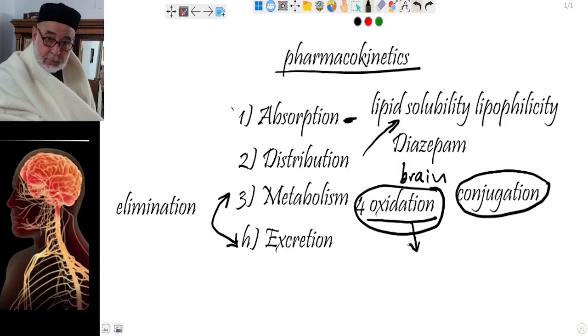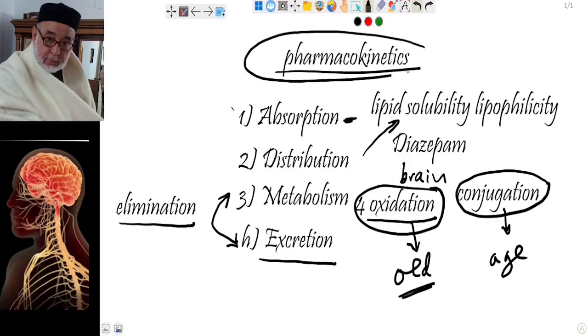The oxidation process is age dependent. Old people usually have slow oxidation. That means the rate of elimination will be slow, while conjugation is not affected by age. It is the same. Drugs which are excreted by conjugation usually can be given to old people safely. Okay. Then the conjugated metabolite will be excreted through the kidney. So these are the general pharmacokinetic properties of the benzodiazepines.